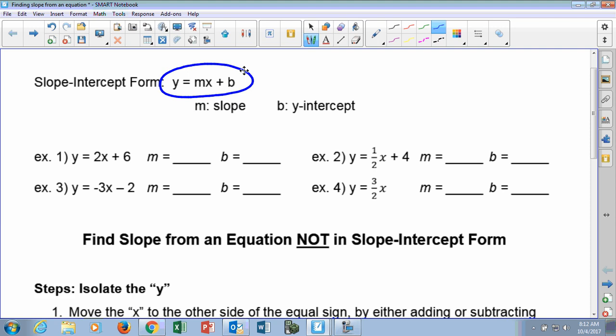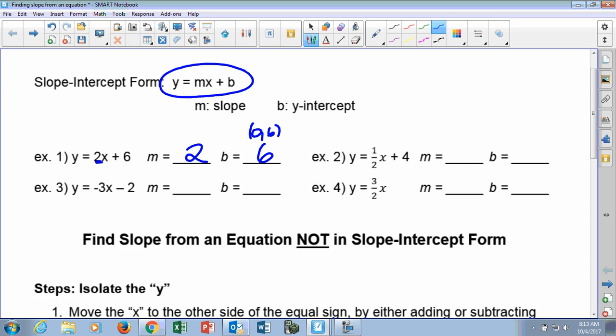The m is always in front of what variable? X. So for this first example here, what's my slope? 2, because that's the number in front of the x. The b is always after the x. So your b is 6. It's the y-intercept. So if we were to write that as a coordinate, though, that's at (0, 6), right? It's up 6 on the y-axis.